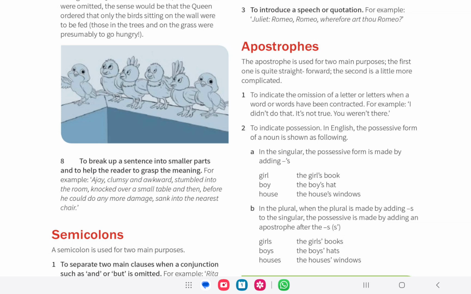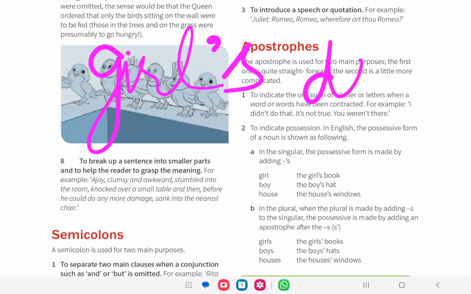Whenever we want to show possession, possession means ownership. Ownership means that something belongs to you or belongs to somebody else. So if that is a singular noun, that is girl, so there is something that belongs to this girl, like girl's dress. This noun is singular, girl's dress. So when we are talking about a singular person, singular thing, one thing, we put apostrophe like this. First apostrophe, this sign, and then s.